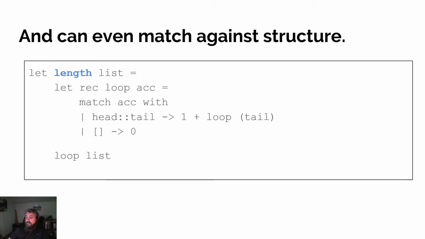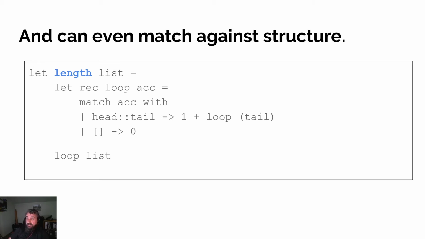So this is a function that returns the length of a list, and we're going to walk through it. The function name is length, and it takes a list, and then it defines another thing. Now you might see that rec right there; we'll talk about that in just a second. It defines a function called loop with a parameter called ack, and rec indicates that it is a recursive function. Then it does a match against the ack with a head and a tail, and then it returns 1 plus the loop, and it keeps going and going.